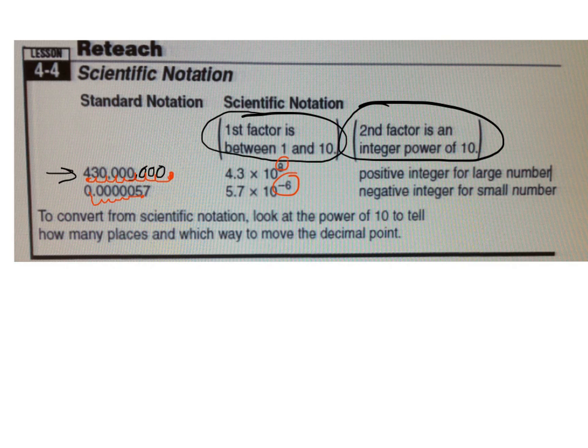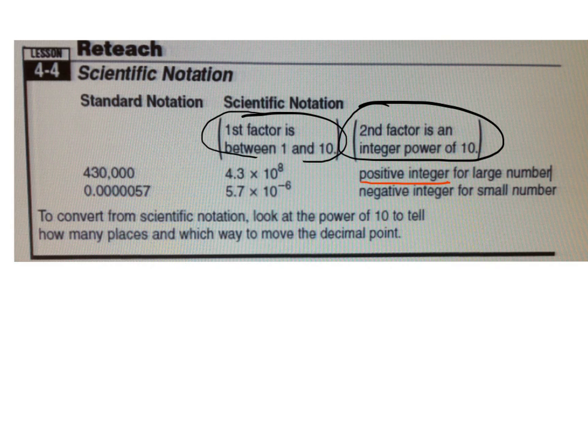Okay, so first of all, how do we know if our exponent should be positive or negative? Well, that's really not so hard. A positive integer as an exponent is going to make our number get bigger. We're multiplying by 10 to the 8th, some factor of 10, the number is going to be bigger. So if you have a big number like 430 million, you're going to have a positive exponent on your 10.